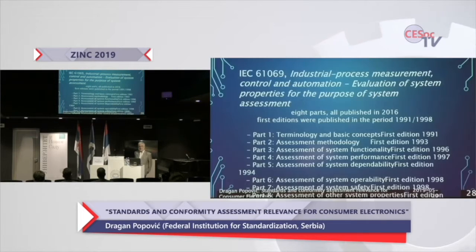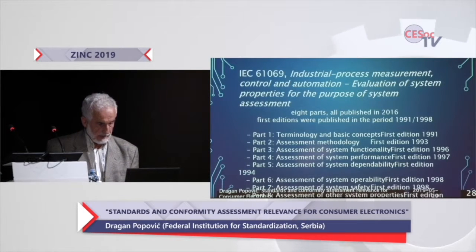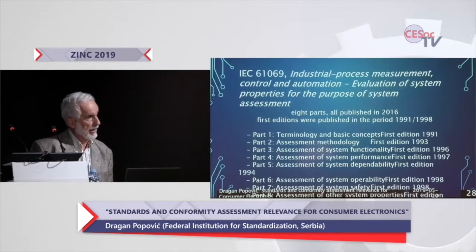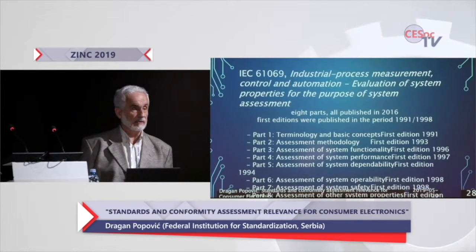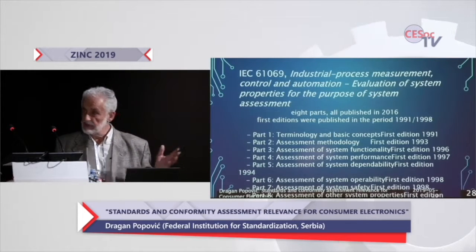And finally, industrial systems, industrial process measurement, control and automation, evaluation of system properties for the purpose of system assessment. Published in 2016. Eight parts. One part is for functionality, one part is for performance, one part is for operability. We usually don't distinguish these terms properly.